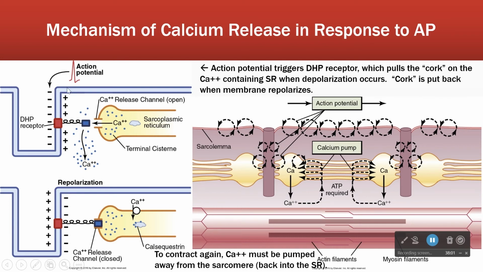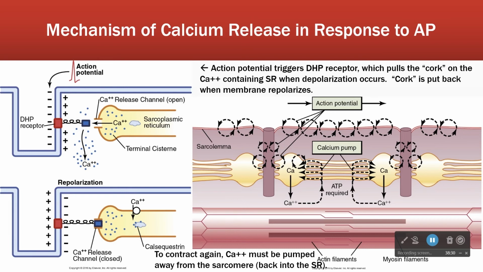Now, when the sarcolemma repolarizes, the DHP receptor puts the cork back in. Now calcium is once again sequestered in the SR, and oodles and oodles of calcium pumps pump the calcium from the cell cytoplasm back into the SR so that the muscle can then relax.